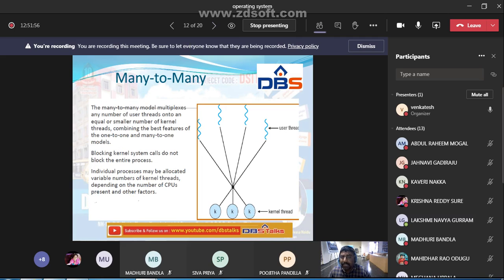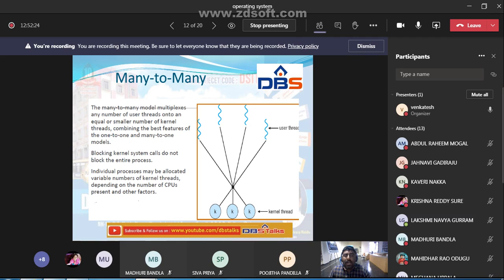Next one is many to many. What is meant by many to many? Many user threads and many kernel threads. Here we have 4 user threads and 3 kernel threads. That means we can say many to many.